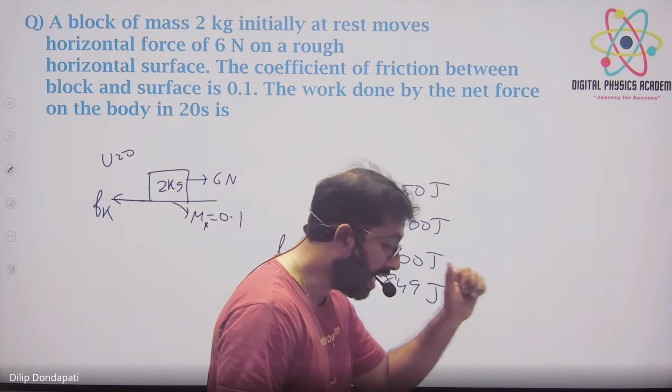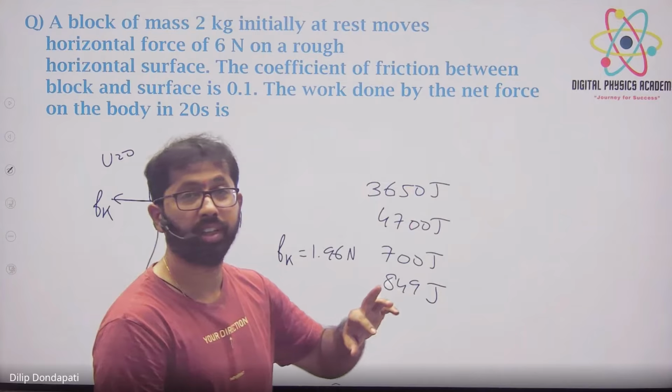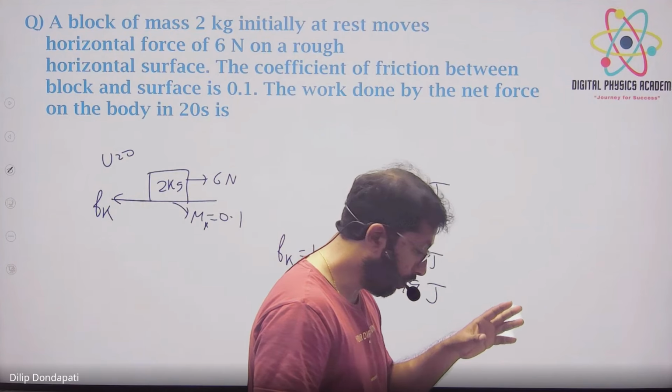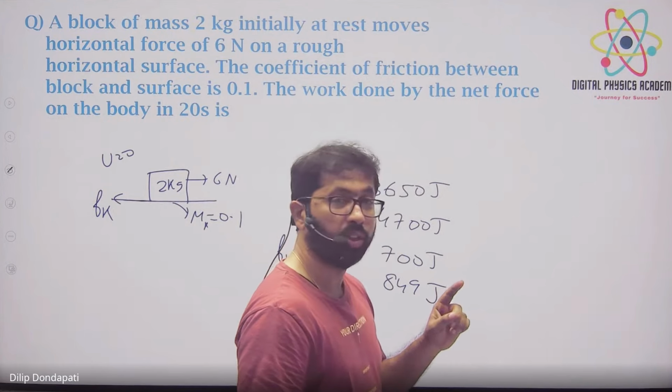Half a t square. Which a will you use? Acceleration you should take. F net by m, a is F by 2. A is not 2. Why 2? Sir, it will be 3, no sir. 4.04 by 2, so you'll get 2.02. See, 3.02 will come. How is it 3?